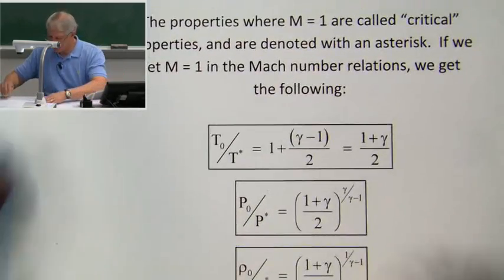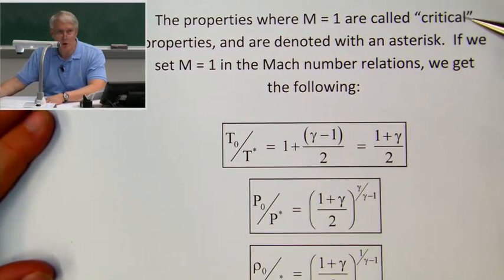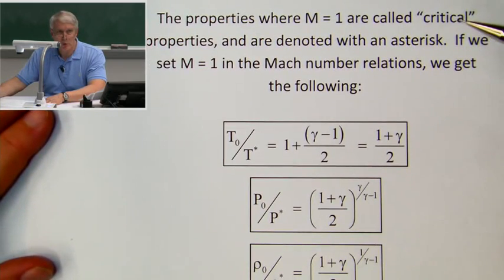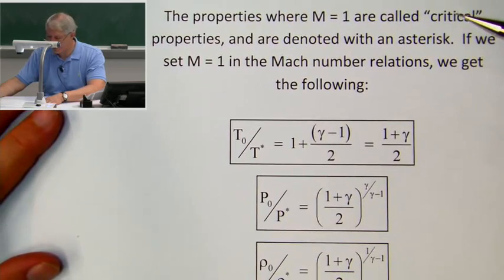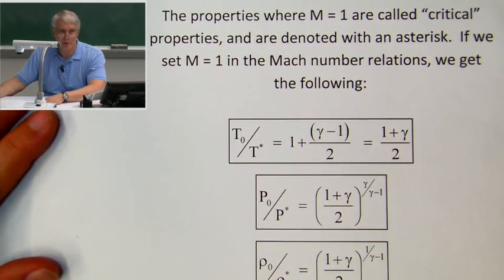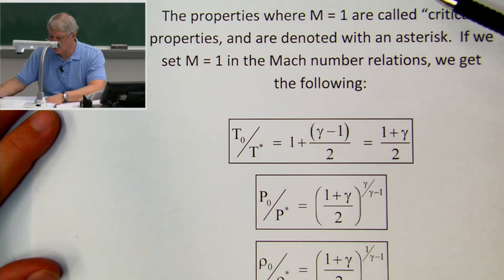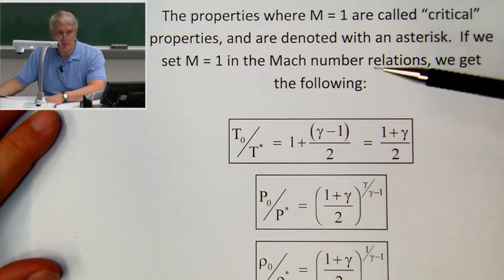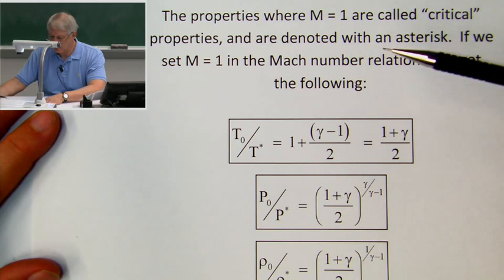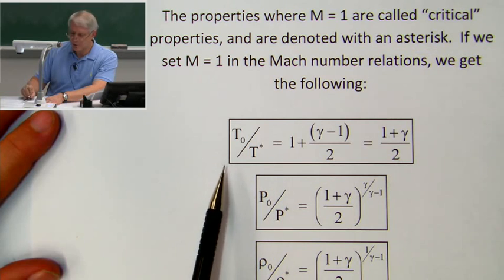And then, if we take those equations and we set the Mach number equal to 1, we have what are called critical properties. Now, nothing special happens where we call them critical. That's just a name they're given. That's where the Mach number equals 1, and where the Mach number equals 1, we denote it with an asterisk. So if we take the Mach number relations and set the Mach number equal to 1, we get these three relations.